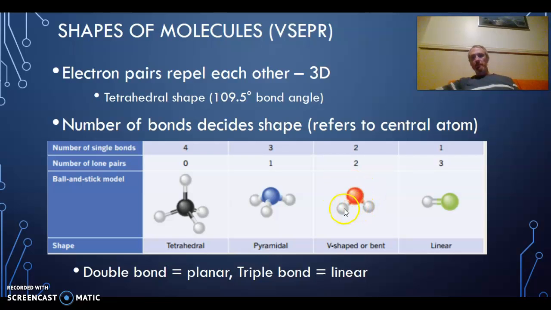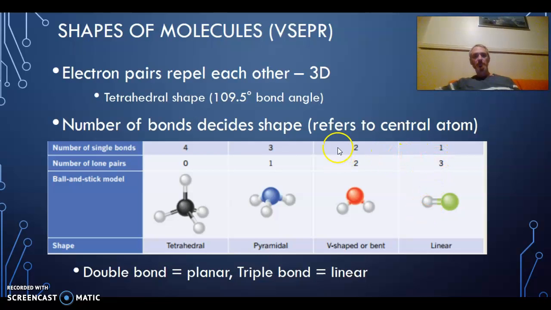Next possibility, I can make 2 bonds, and I'd have 2 lone pairs not shown here, and that gives a V-shaped or bent shape. The most important example of this one is water, because this red color is often used for oxygen, and yes, water has that V-shaped or bent shape.